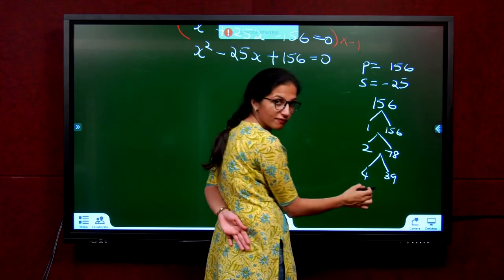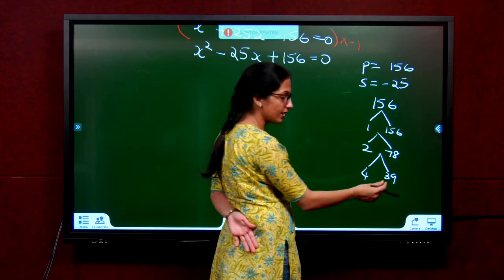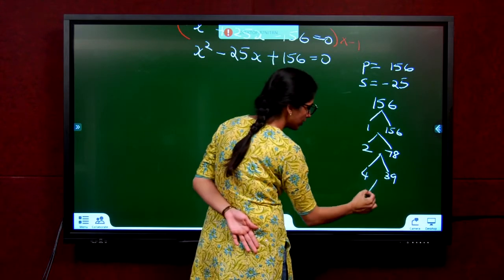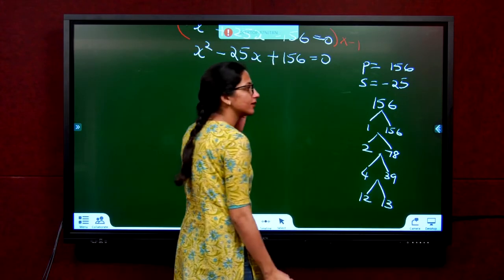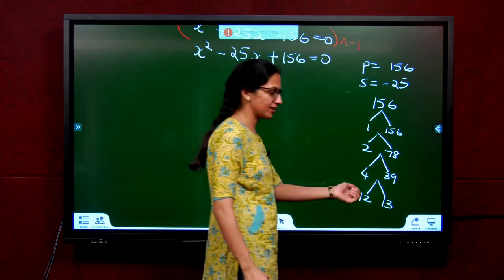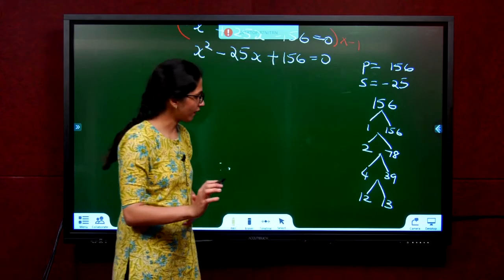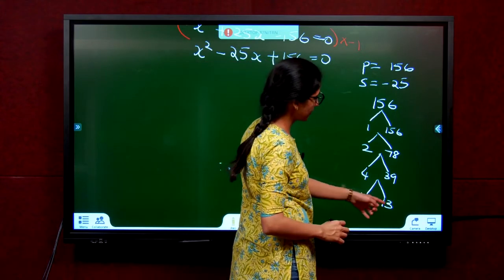Take the next prime factor. 2 is over. Next prime factor is 3. From 39, take 3 and put it here. So 4 3s are 12, 13. 12 and 13. Does it give 25? Yes. 12 plus 13 is 25.